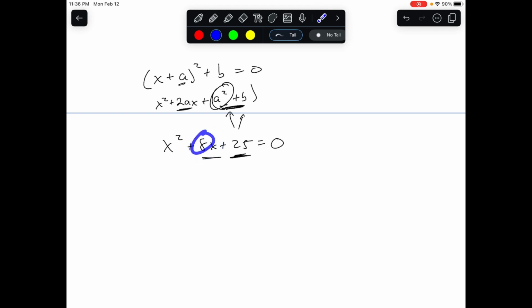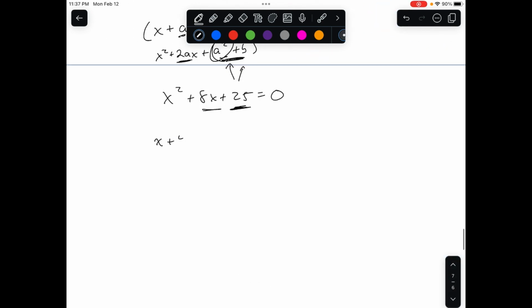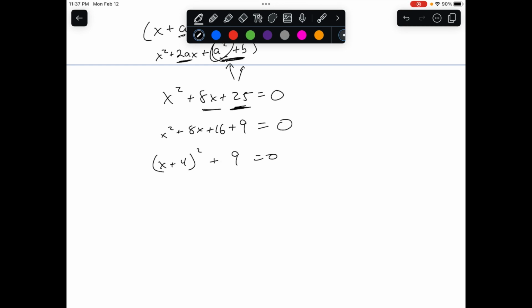So anyway, how does that happen? 8x, half of 8 is 4, and so this is going to factor as x plus 4 squared, two steps later. Right, but x plus 4 squared is x squared plus 8x plus 16. And so we're borrowing 16 from the 25, so there's 9 left over. All right, so we get this.